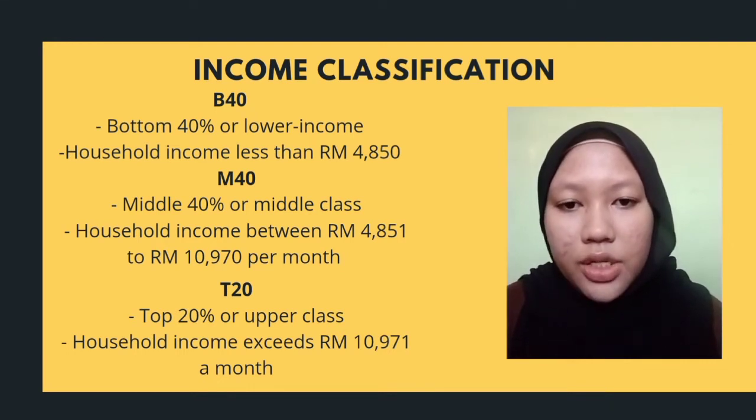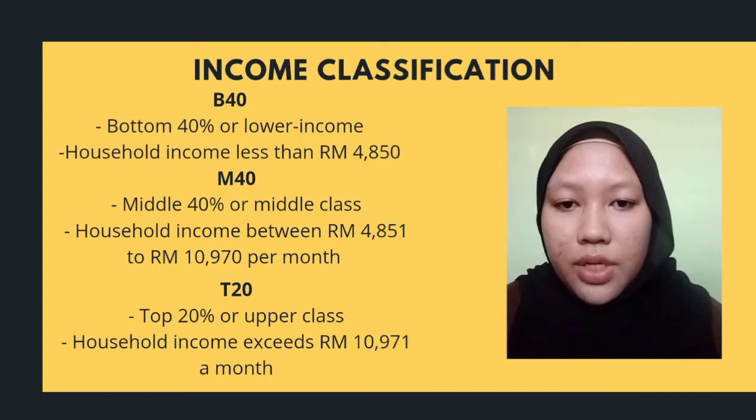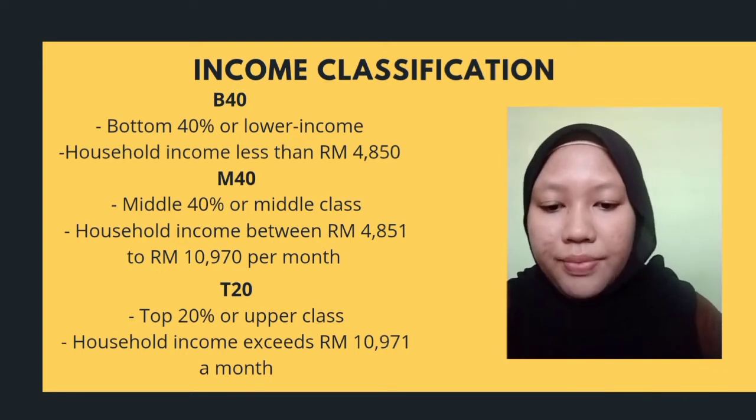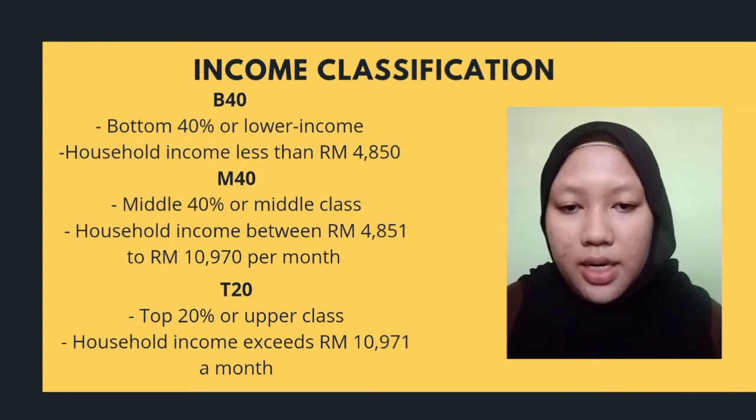First, B40, also known as bottom 40% or lower class. Their household income is less than 4,850 ringgit per month. The B40 group is also eligible to receive assistance from the government, such as BSH or BPR.